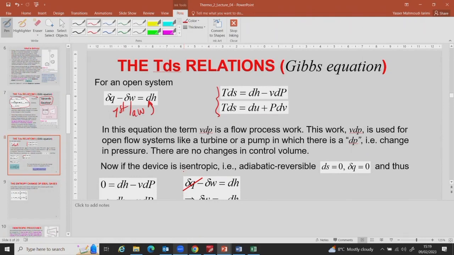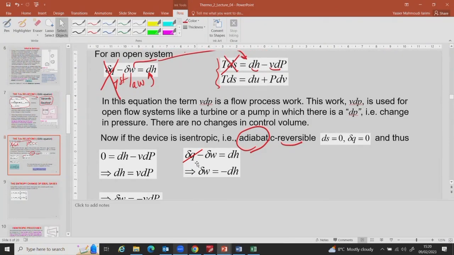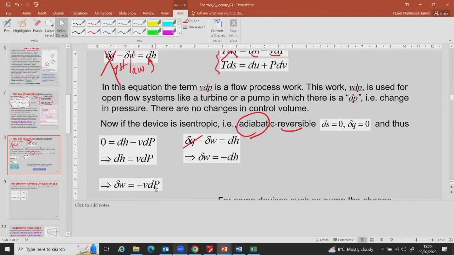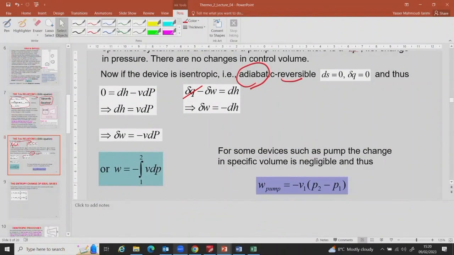Now, if the device that I'm dealing with, which does a process for us, is adiabatic and reversible, okay, if it is adiabatic, it means no heat transfer, hence dW is dH. If it is reversible, remember that we mentioned that there is no dS here, so this term is going to be zero, and dH is V dP. If I take dW to here, which I've written in the following, I will end up with delta W equal to minus V dP. And if I do the integral, work is equal to minus the integral from 1 to 2 of v dP.